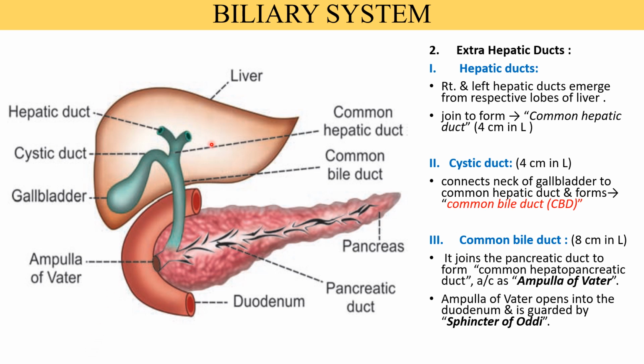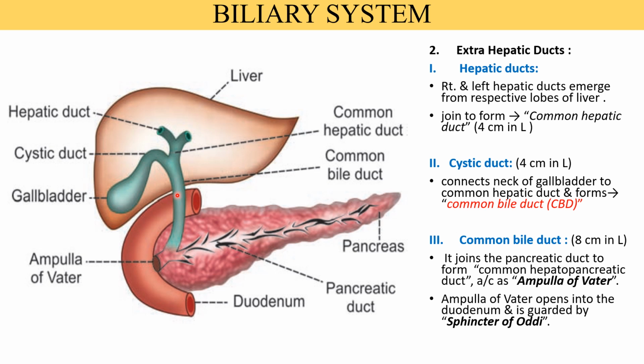Now, hepatic ducts are two in number, the right and left hepatic duct that emerges from the respective lobes of the liver. These two ducts join together to form a common hepatic duct. Second duct is the cystic duct. It is of length 4 cm and it connects the neck of gallbladder to the common hepatic duct to form the common bile duct.